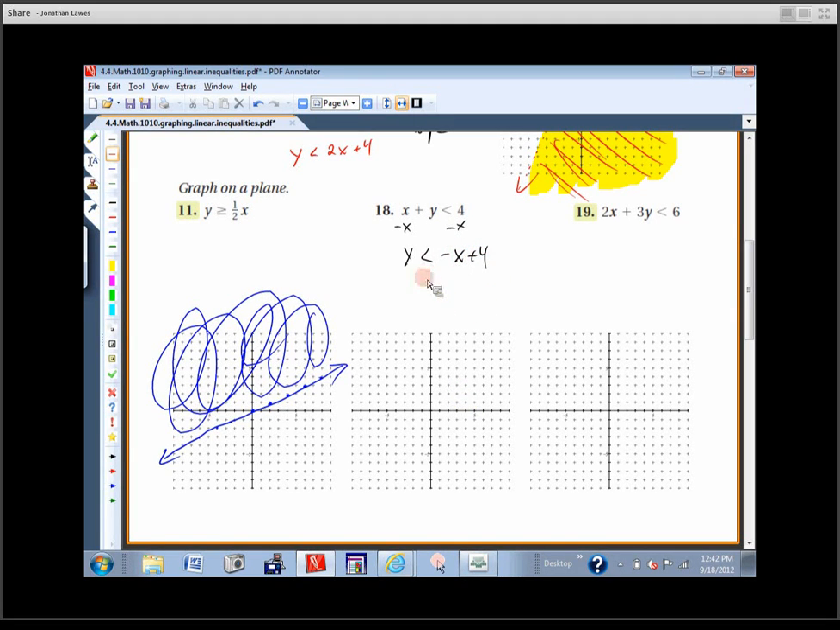I automatically know that this is going to be dotted. It's going to cross at 4. Slope is negative 1, so that's down 1 over 1, down 1 over 1, down 1 over 1. Same thing going the other direction, only it's going to be back 1 and up 1. So my graph looks something like this.